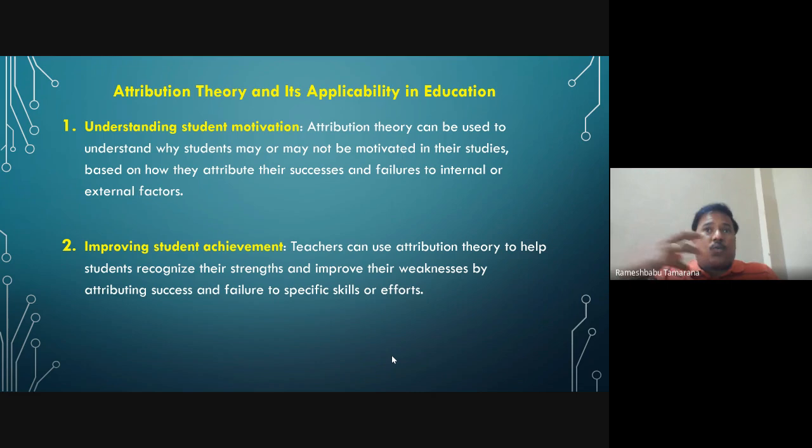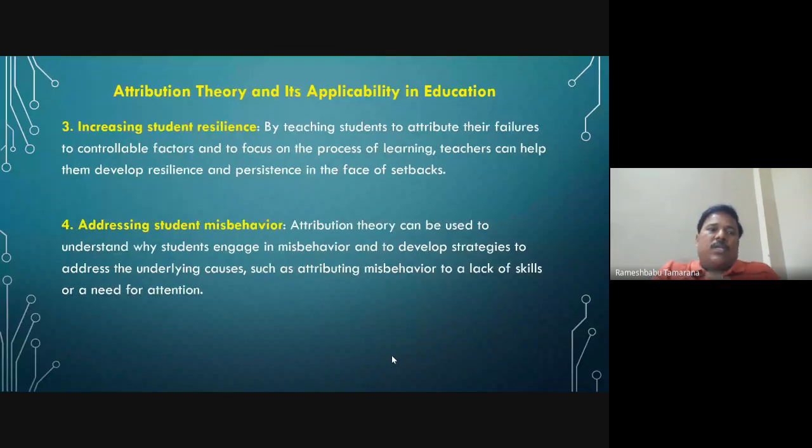If I focus on where I lost my marks in the previous examinations, right? Nowadays everything is a continuous internal assessment, right? This is one other applicability. And we also have another applicability: it also increases student resilience.